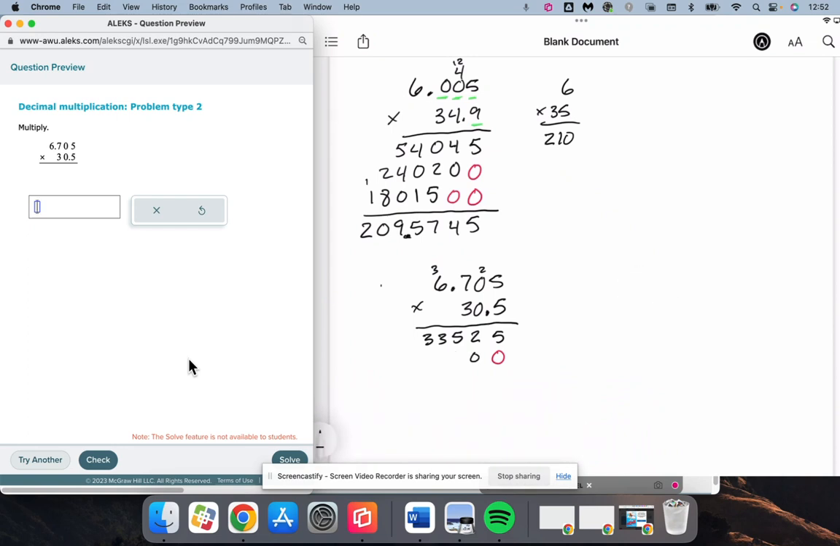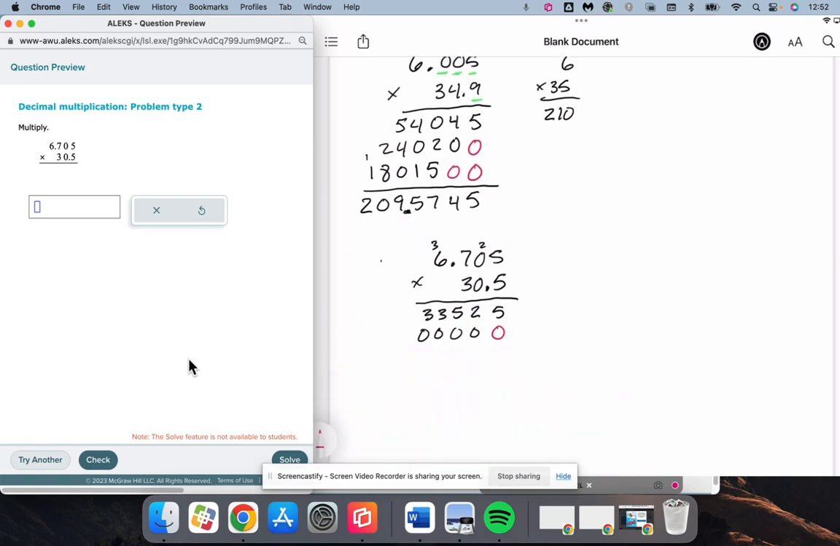0 times 5 is 0. 0 times 0 is 0. 0 times 7 is 0. 0 times 6 is 0. We're moving over another spot, so we need 2 decimal places. We're going to what would have been the hundreds place if there was no decimal here.